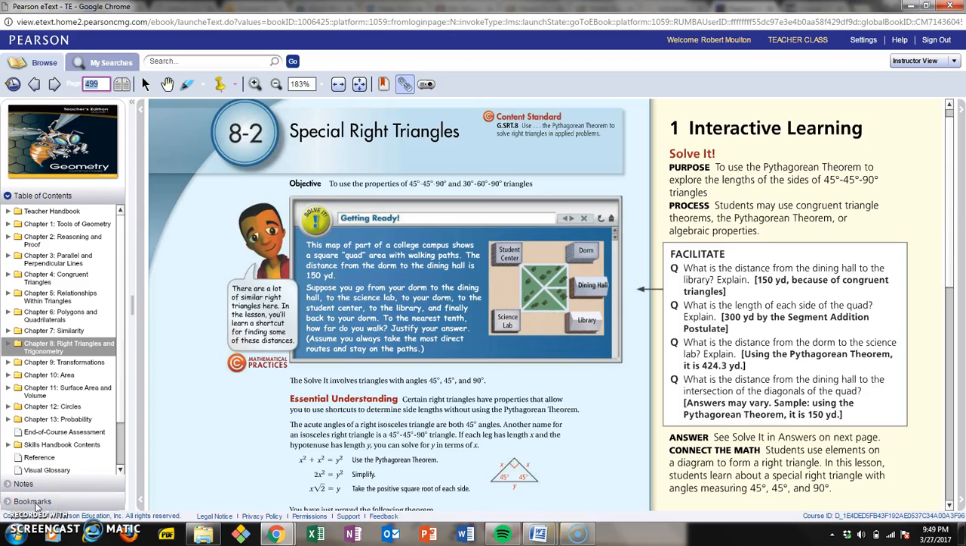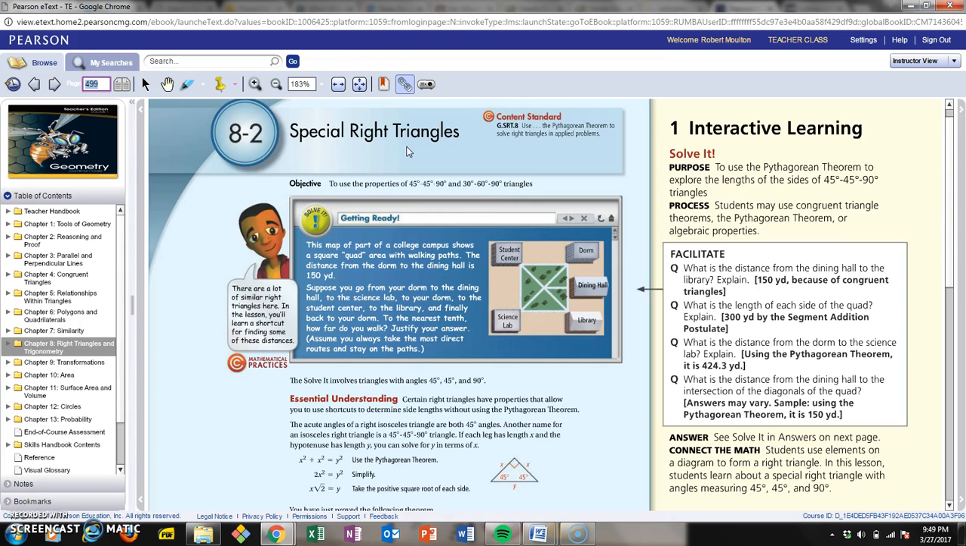Welcome everyone. Today we are going to learn 8-2 special right triangles. These right triangles are very, very dear to me. That's why they are special right triangles, and I hope they become special to you too.